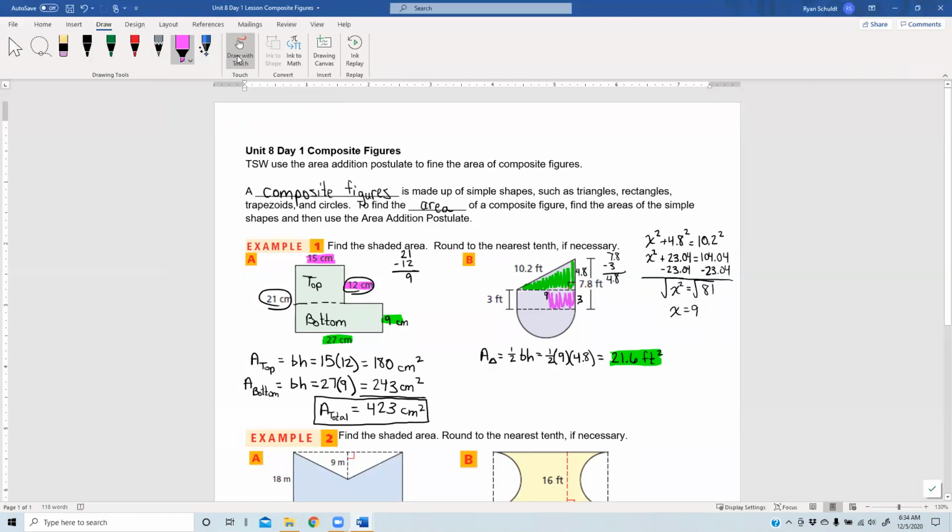So we got to deal with this one here. So area of a rectangle. That's just base times height. The base is 9. The height is 3. 9 times 3 is 27 feet squared.